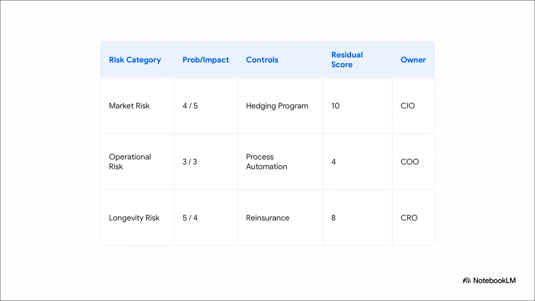Then, you list out the specific controls you have in place, like a hedging program. And the result? A residual score of 10. That's the risk the company is actually left holding. You've just quantified that your control is cutting the risk score in half. And pay attention to that owner column. The CIO isn't just a name on a page. That person is now accountable for making sure that hedging program works and the residual risk stays in check.